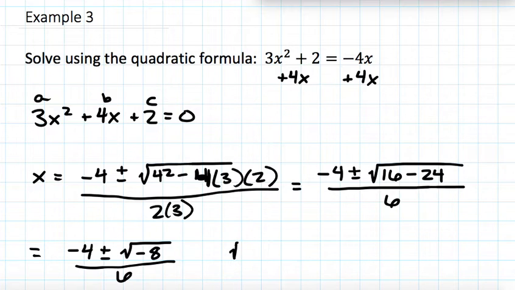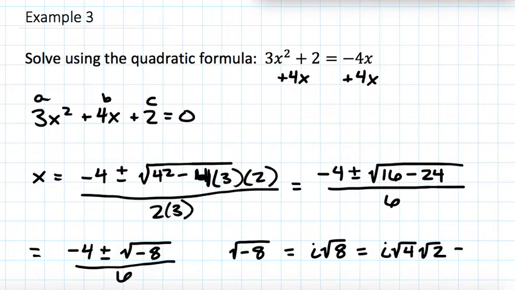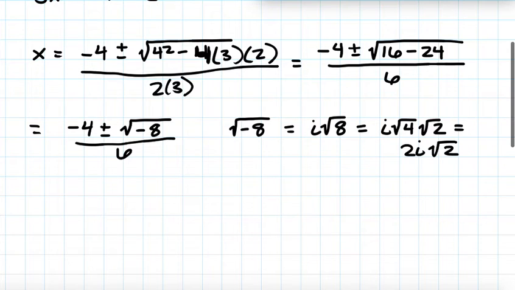Now, simplifying the square root of negative 8, this is going to use imaginary numbers. So we're using all the stuff that we used back in chapter 7. What I'm going to do is use the i. That's going to be i times square root of positive 8. 8 can also be simplified because it's 4 times 2. So I would write this as 2i square root of 2. So we have negative 4 plus minus 2i square root of 2 over 6.